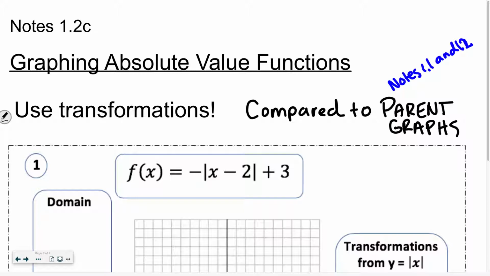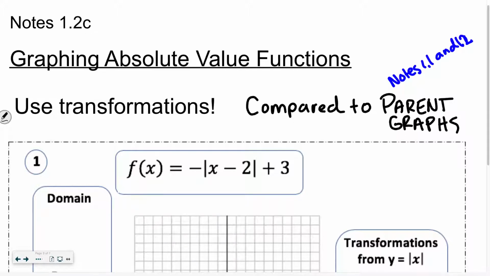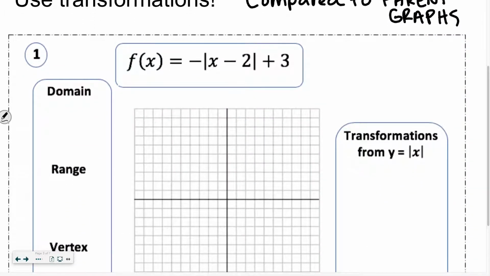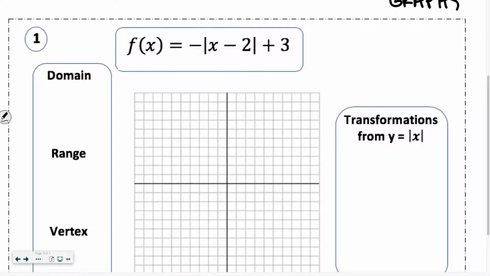And we're going to talk about the transformations we see in the equation and how that would translate to the actual graph. So let's look at the first box. F of x equals negative absolute value of x minus 2 plus 3. Okay. So over here, you and your group members talk. Describe the transformations from the parent function y equals absolute value of x. So what kinds of things are happening to the graph?